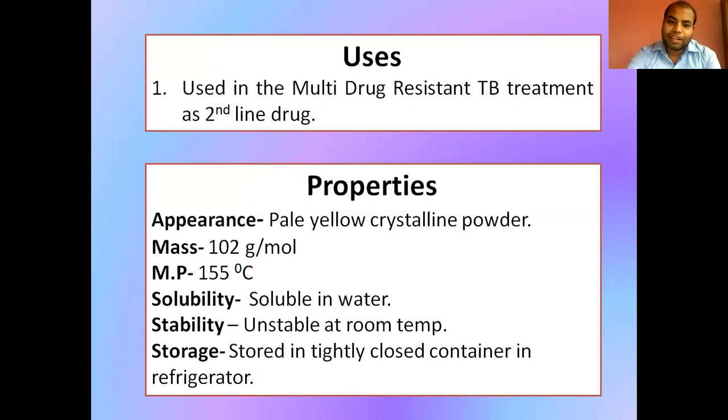In appearance, it is a pale yellow crystalline powder with a mass of 102 gram per mole and a melting point of 155 degrees centigrade. In terms of solubility, it is soluble in water, but unstable at room temperature. Due to this instability, you have to store it in a tightly closed container in a refrigerator, not exceeding the room temperature.